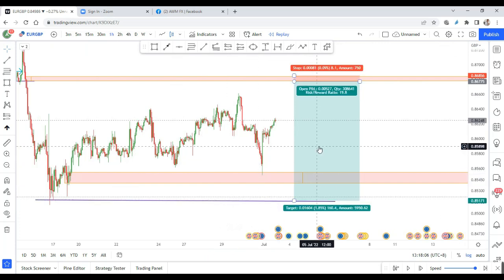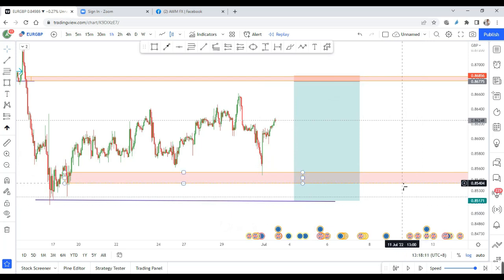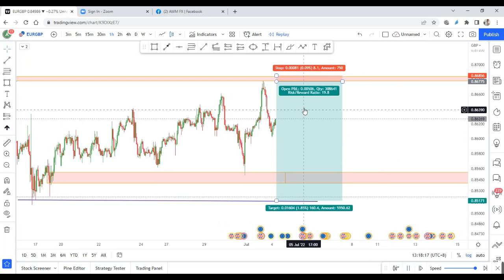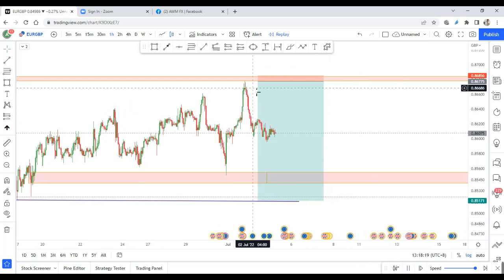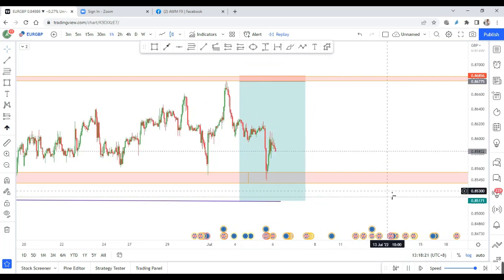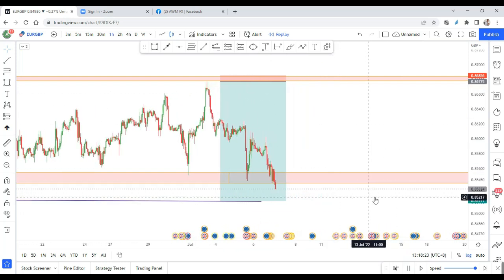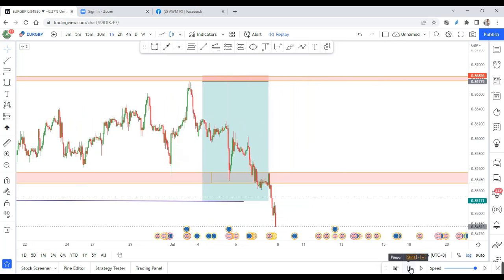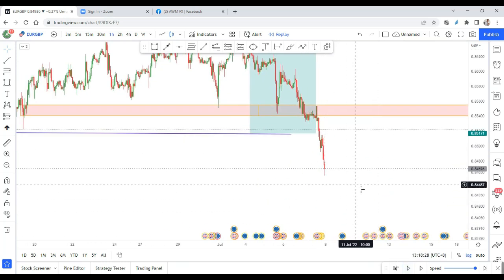Then I might cut half of my profit and let the rest run, right? That is the best way of trading. We do not really know where the price might go. So eventually the price came into the zone, and then tapped onto it. And then what happened is that it continued to drop all the way, hitting the take profit and of course continuing going down.